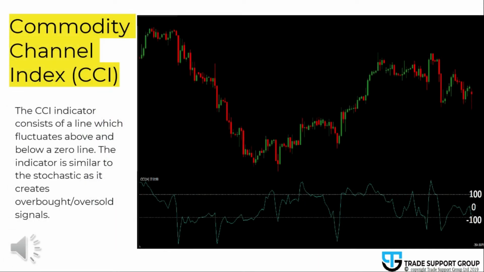The Commodity Channel Index, or CCI, is very similar to the Stochastic Oscillator, in which it shows oversold and overbought conditions. It is also used to draw trend lines and to discover divergence.